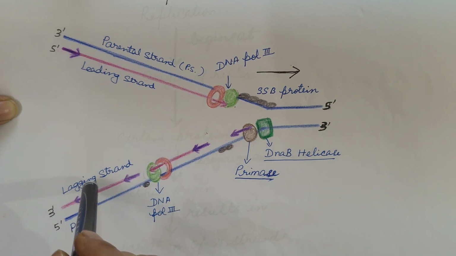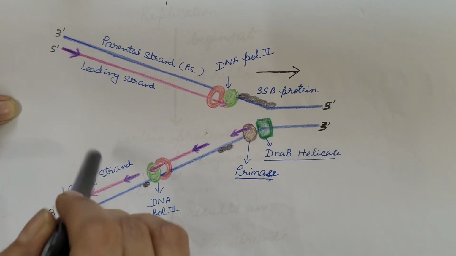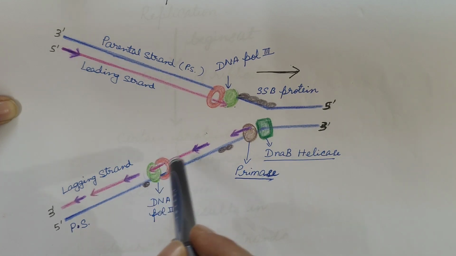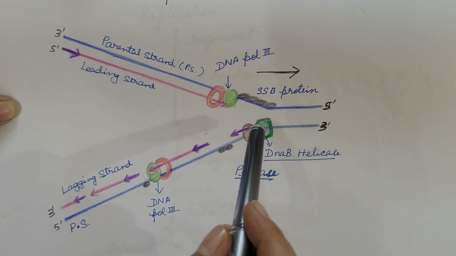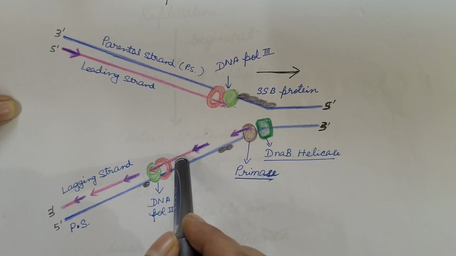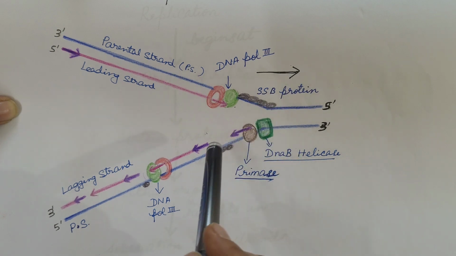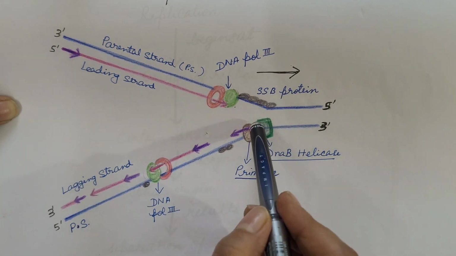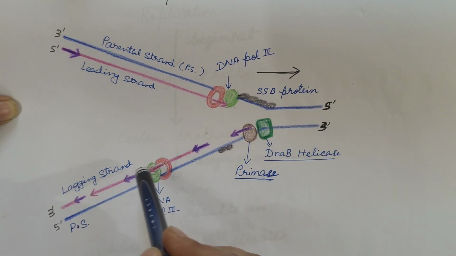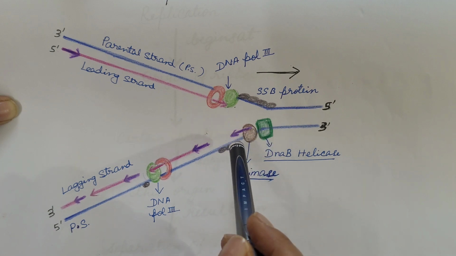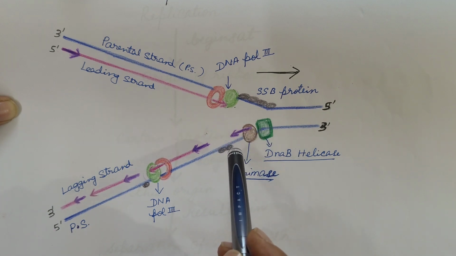DNA polymerase enzyme detaches from here and attaches here, and then the new fragment is synthesized, and in this way this process is repeated. Since this strand is synthesized opposite to the movement or the growth of the replication fork, it is synthesized in small fragments. So this type of strand is known as discontinuous strand.